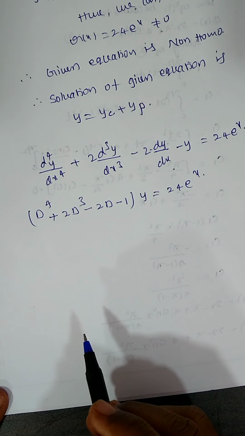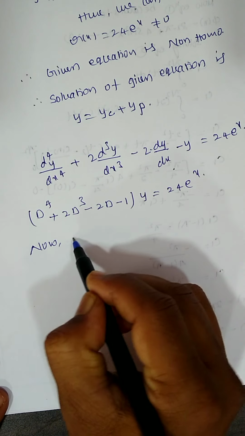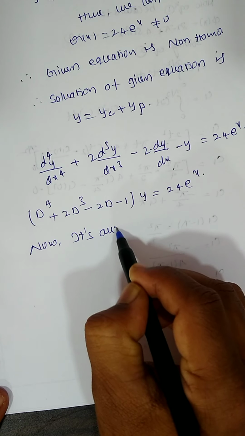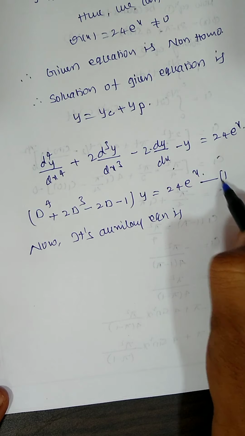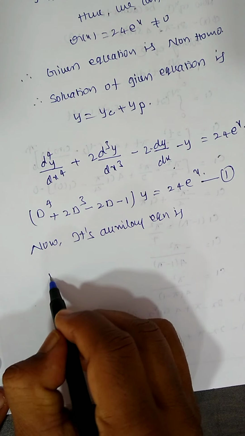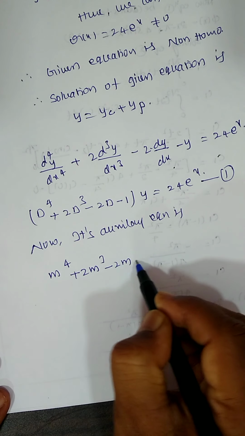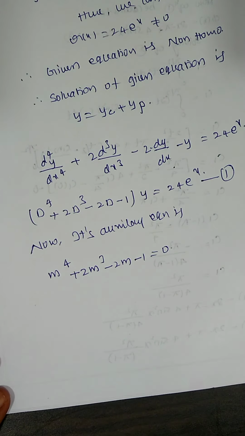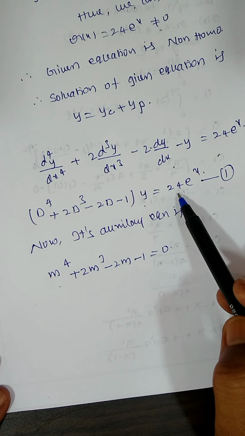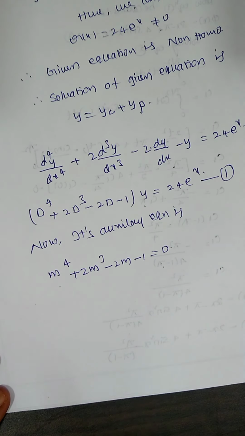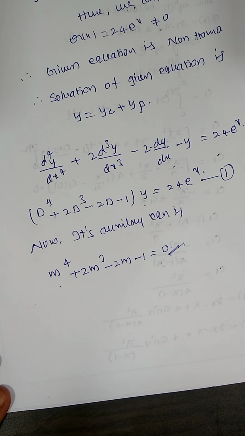Now its auxiliary equation is, we can say this is equation number 1. The equation is m to the power of 4 plus 2m cube minus 2m minus 1 equal to 0. For the auxiliary equation of the given equation, we replace capital D with capital M, remove the y, and write 0 on the right hand side. Then this equation is called the auxiliary equation of the given differential equation.